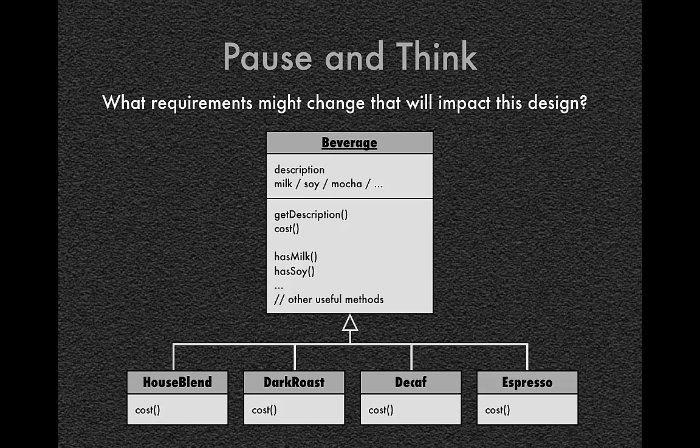If we want to add a new condiment to this design, we'll be forced to alter the cost method in the superclass and add a new field and add a new has method. Another change is that we may decide to add new beverages. For some beverages, the condiments may not be appropriate, but a subclass like chai tea will still inherit methods like has whip. Finally, what if a customer wants a double mocha? There's only a Boolean variable saying whether the beverage has mocha or not.